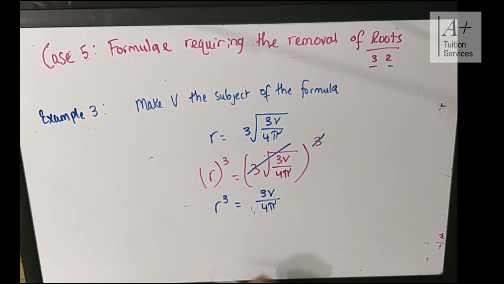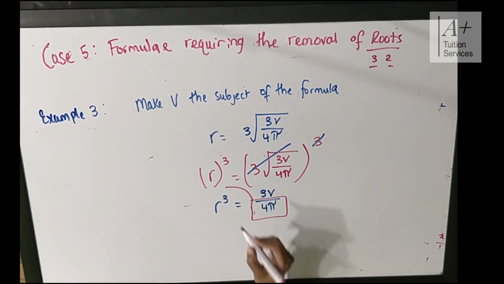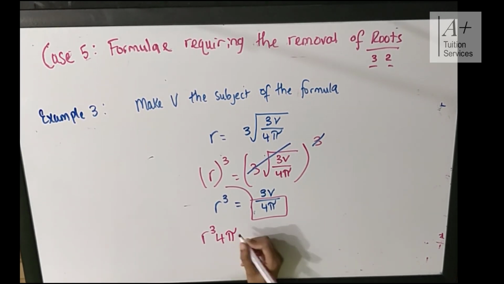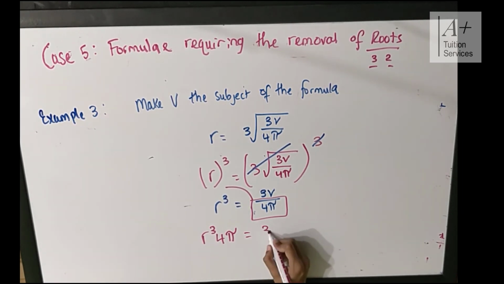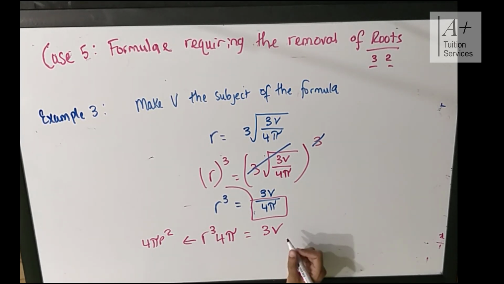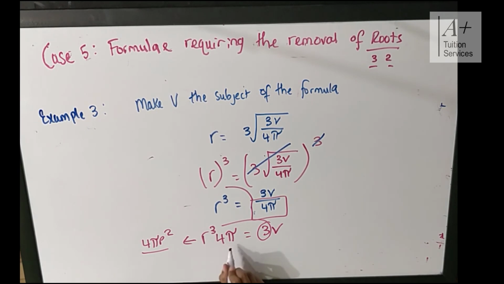So we know now this bottom part here, 3V divided by 4 pi. So we can move across this and carry it across. Division becomes multiply. So R cubed times 4 pi is equal to 3V. And we could rewrite this: we could say 4 pi R cubed is equal to 3V. And now we can move across this 3 from my V, and 3V means 3 multiplied by V. So this will go across here now to become divide. So R cubed times 4 pi, we could rewrite that as 4 pi R cubed.